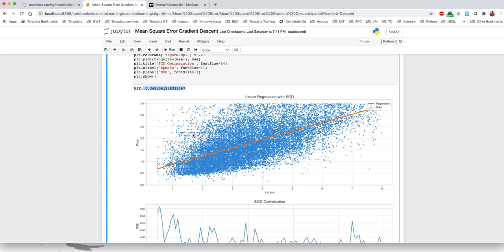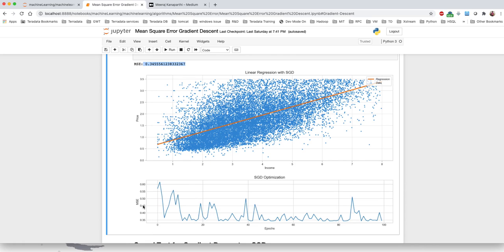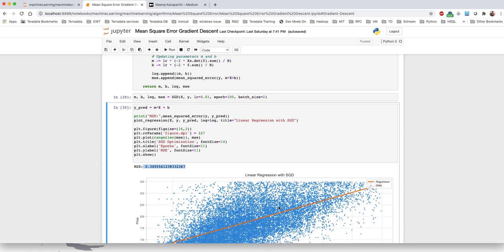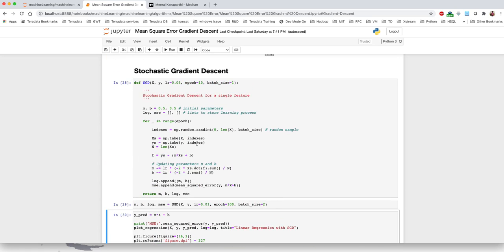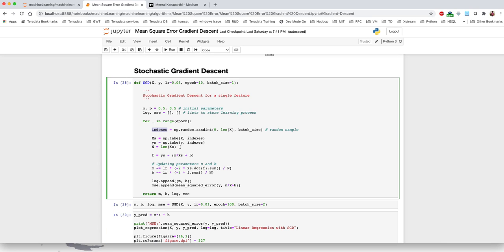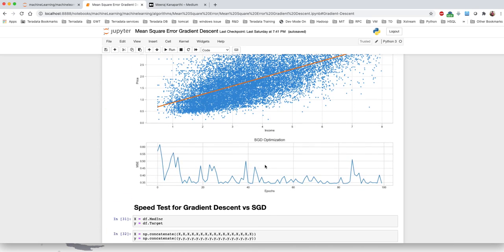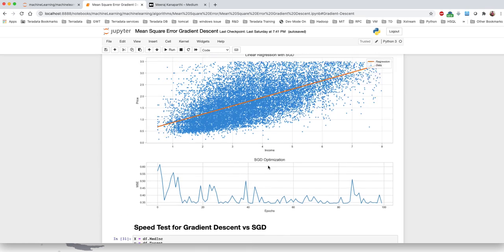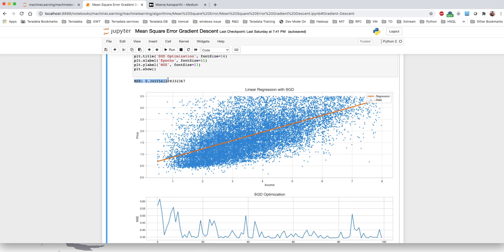And if you see how the mean square error changes with respect to the iterations, it is quite fluctuating, because we are randomly picking up the data points and then calculating. So this fluctuation may not be smooth, but the performance is good and the accuracy is also good.